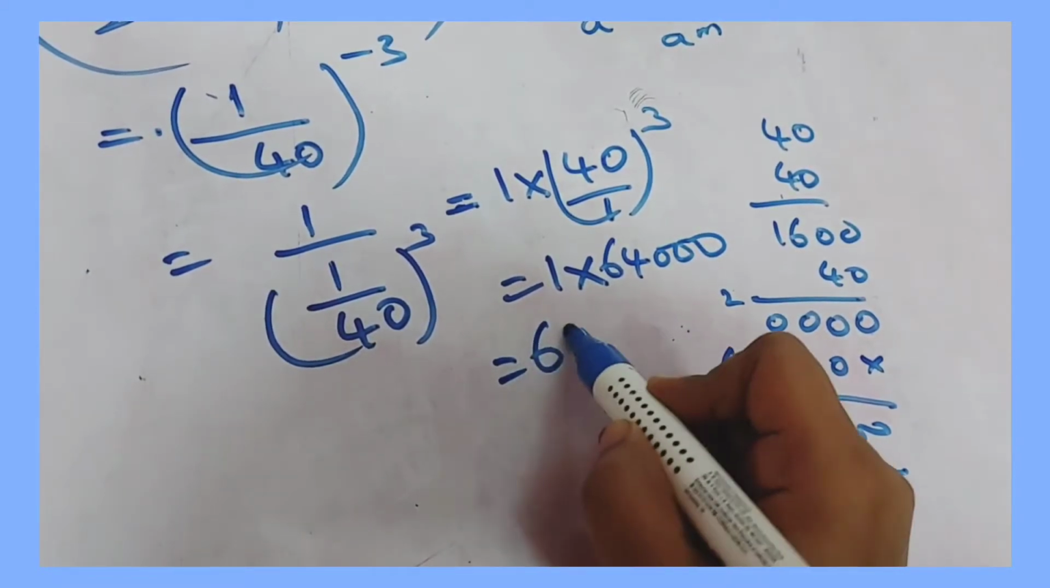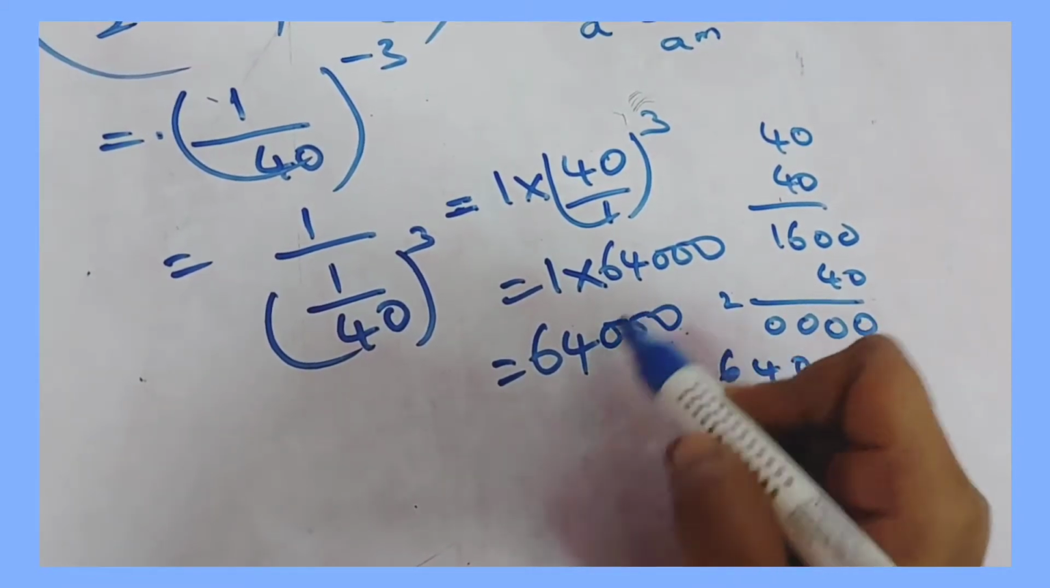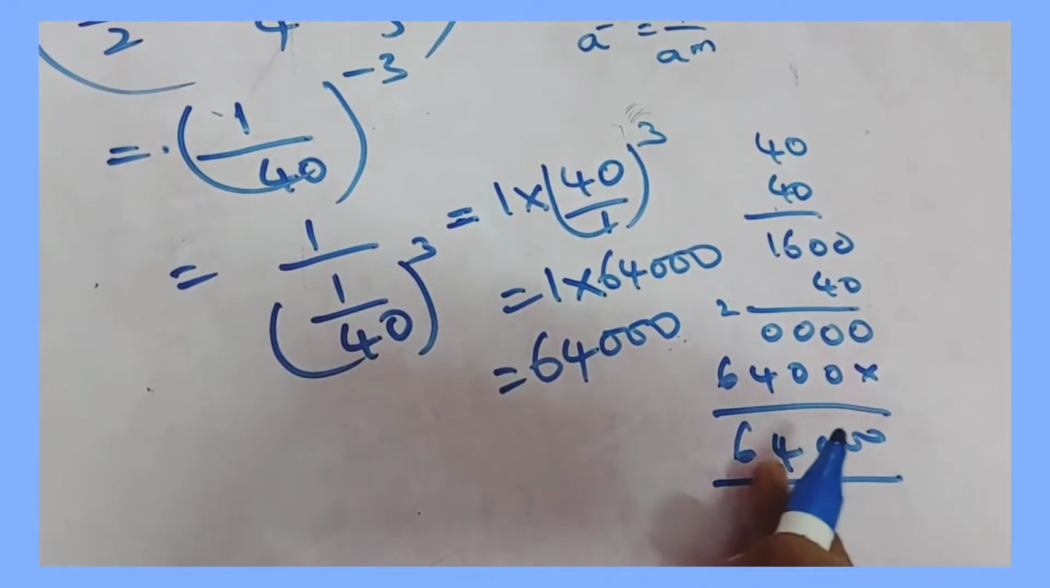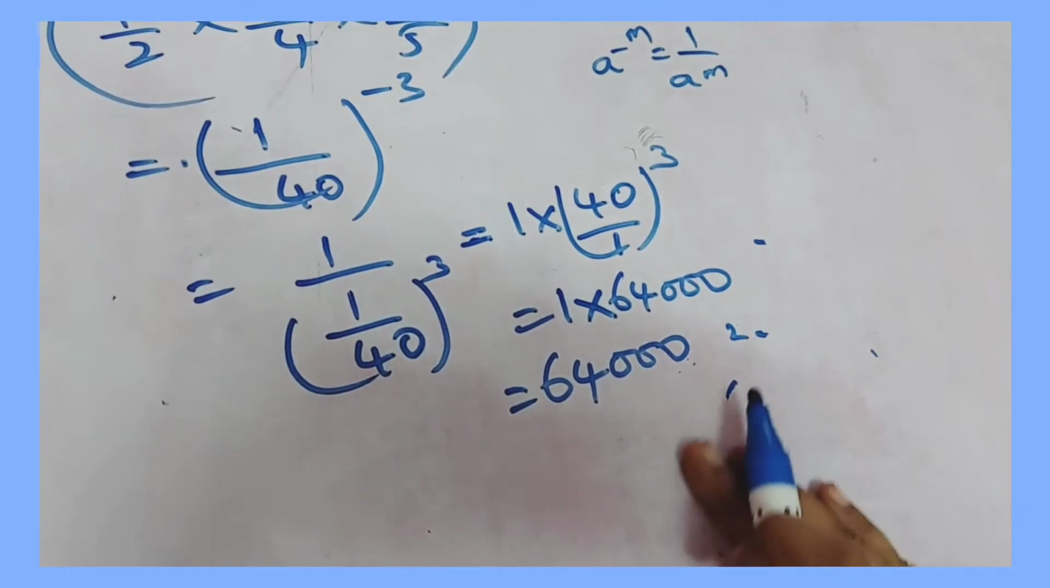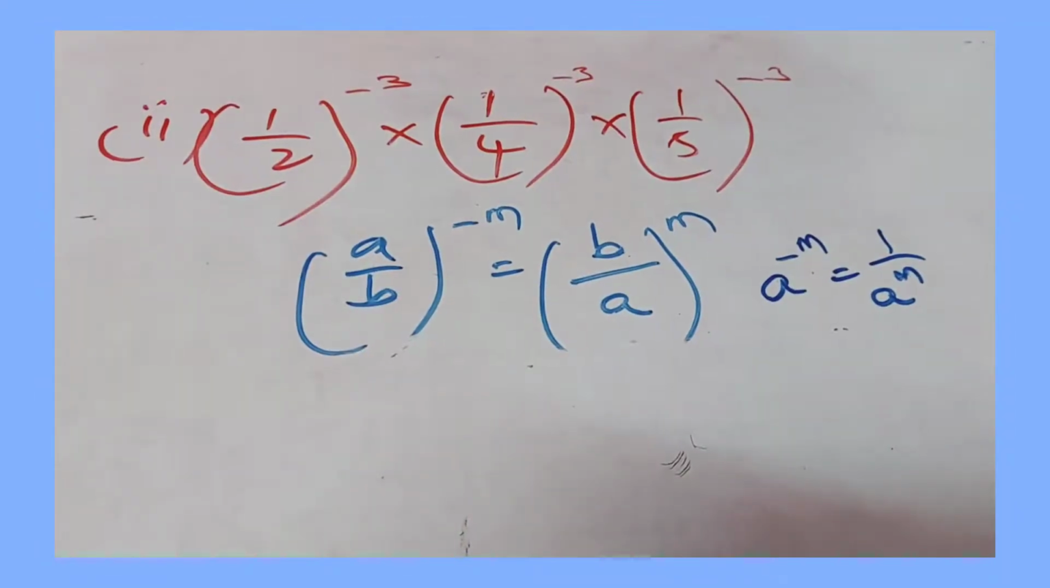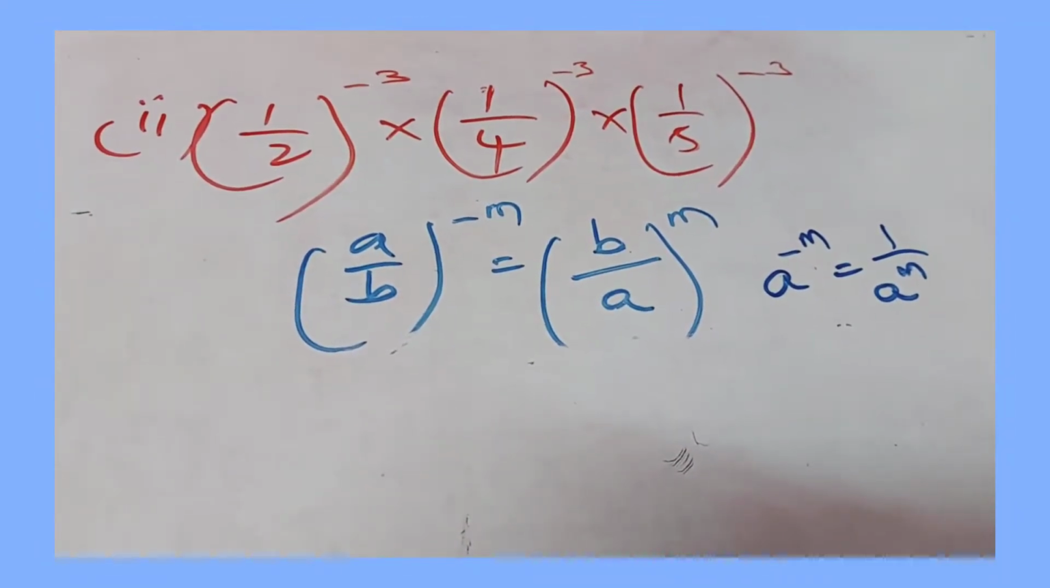So this you have to write here. 1 into 64,000 is 64,000. Okay. So this is how you have to do this sum. Okay. So one more method is there for doing this sum.